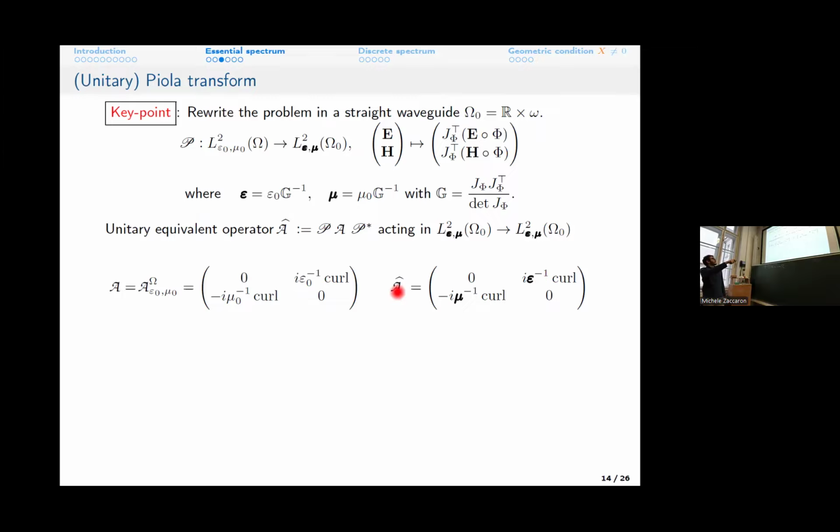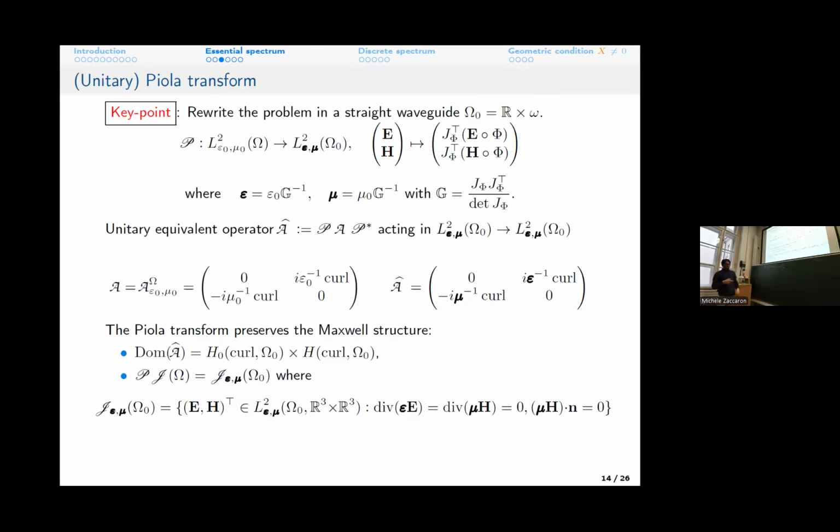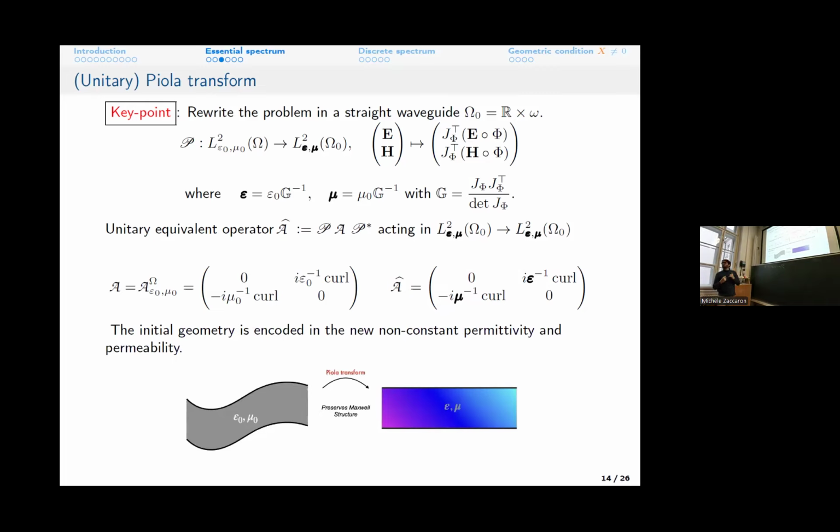The key point is that the operator, now with new parameters, preserves the domain; the solenoidal subspace goes to the correct one. So the idea is that you flatten the geometry, you pull back, and now the initial geometry is encoded into the new material, with the new electromagnetic parameters, bold epsilon and bold mu.